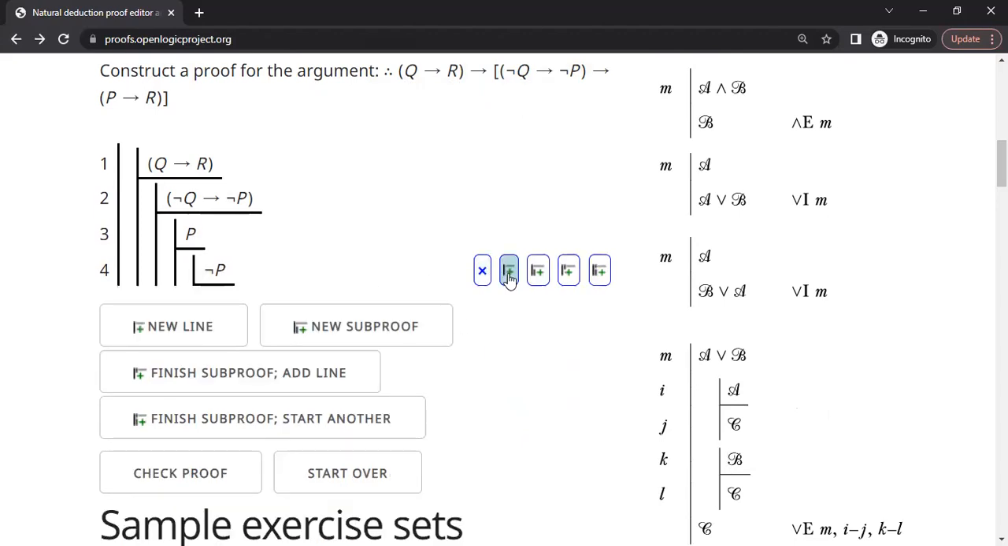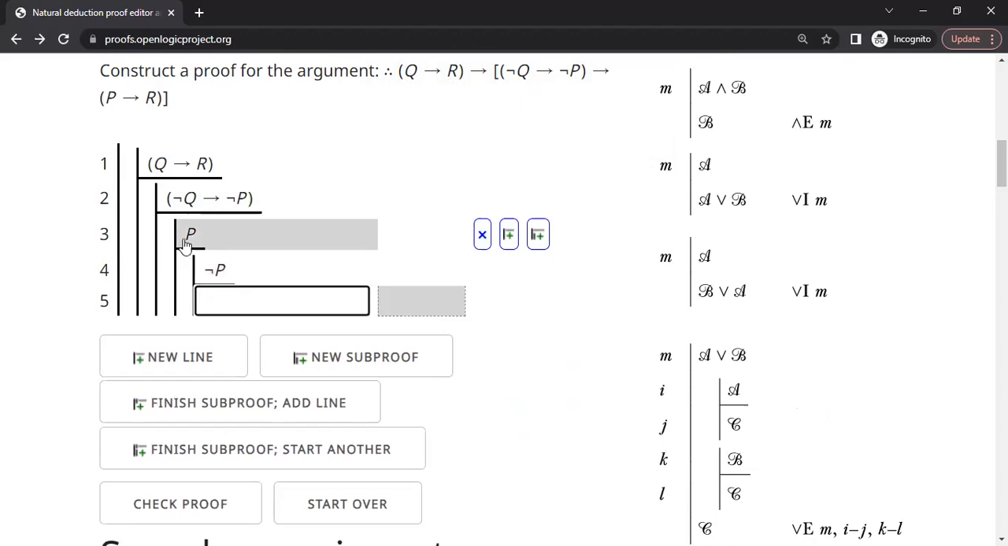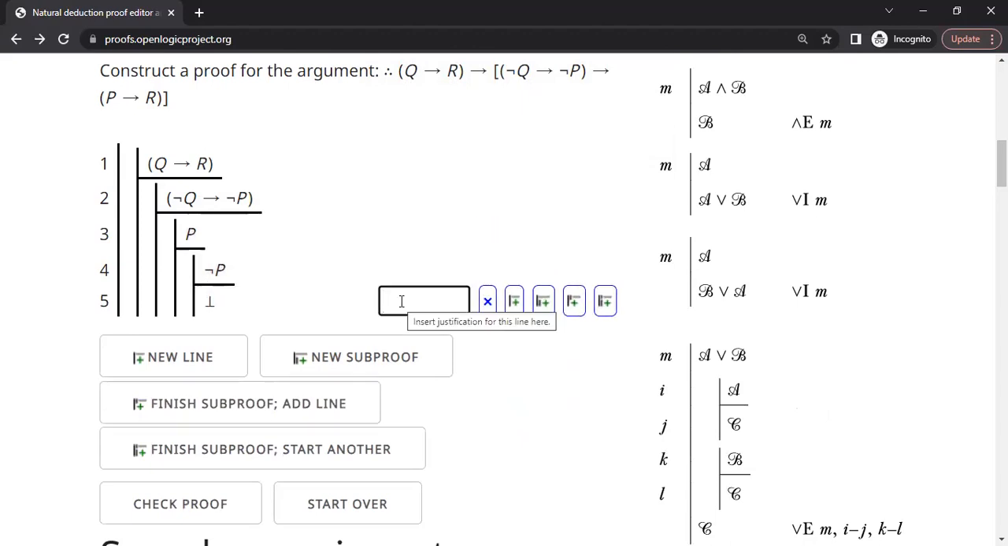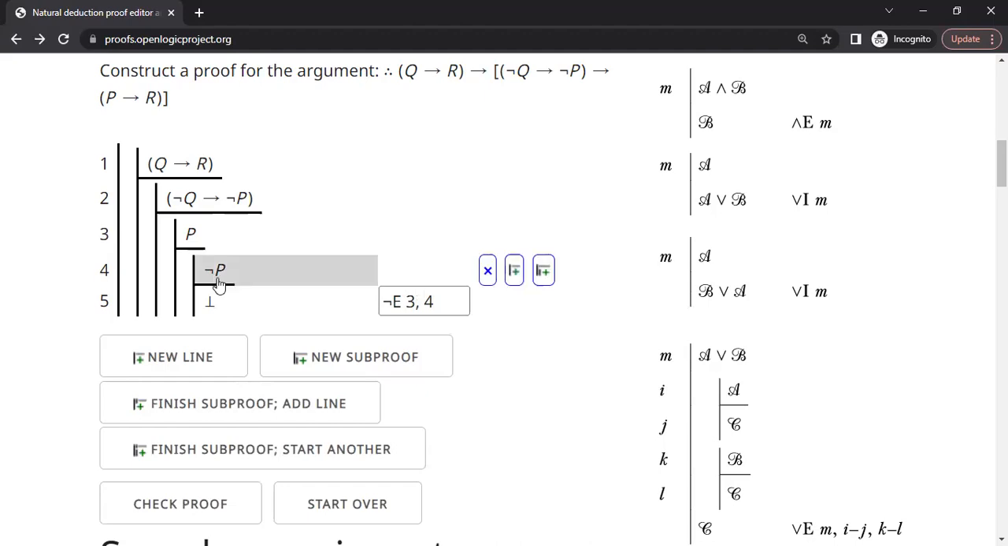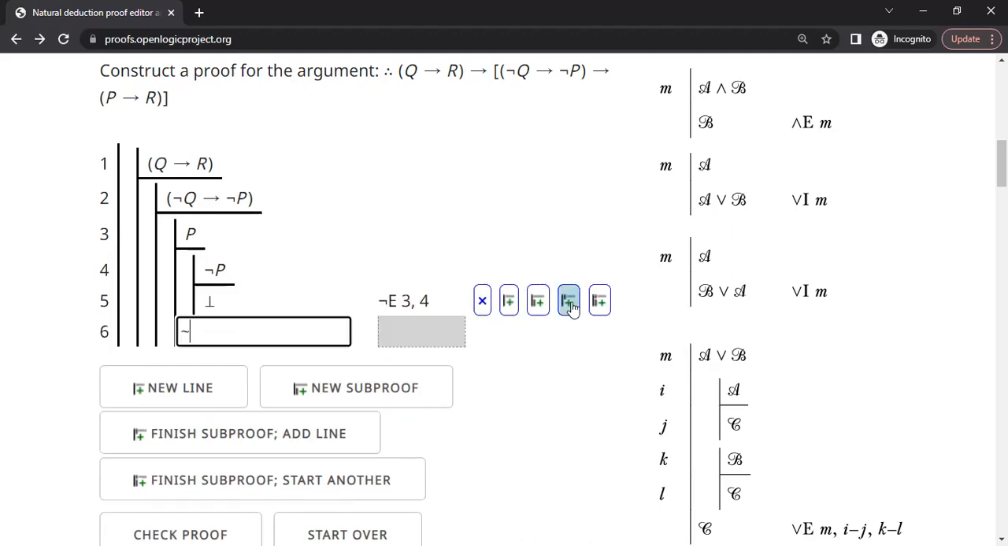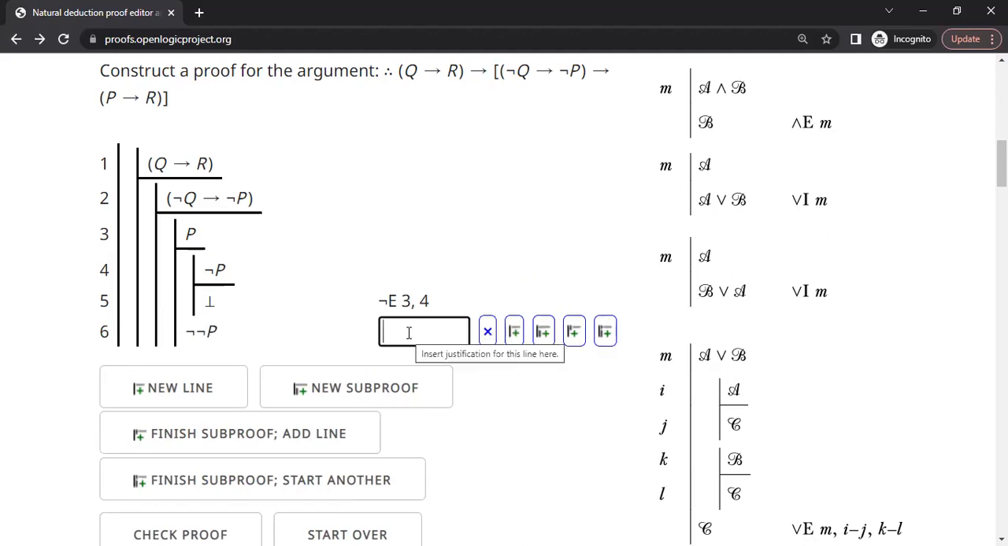So I need to add a line below this, right? So P and not P is a contradiction. That means we are eliminating a not. That is the rule that we are applying, not elimination from lines 3 and 4. Right? 3 and 4, if you combine, you get a contradiction. We talked about eliminating not in one of the natural deduction rules segments. We have something and it ends with a contradiction. That means the something must be wrong. So we need to negate the something. I can just say not P, because of negation introduction 4 through 5.